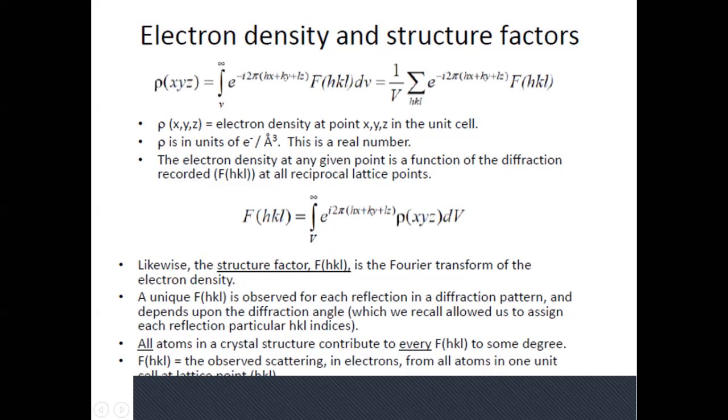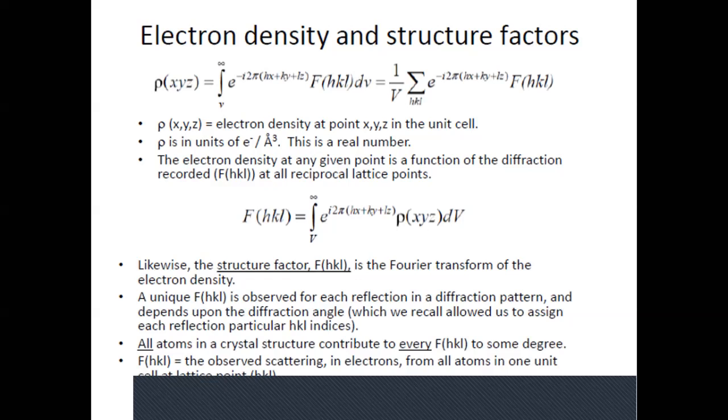But as we'll find out, all atoms don't scatter the same. Some atoms scatter more than others. Some atoms scatter less than others. So not all atoms are created equal. Different ones scatter electrons differently.